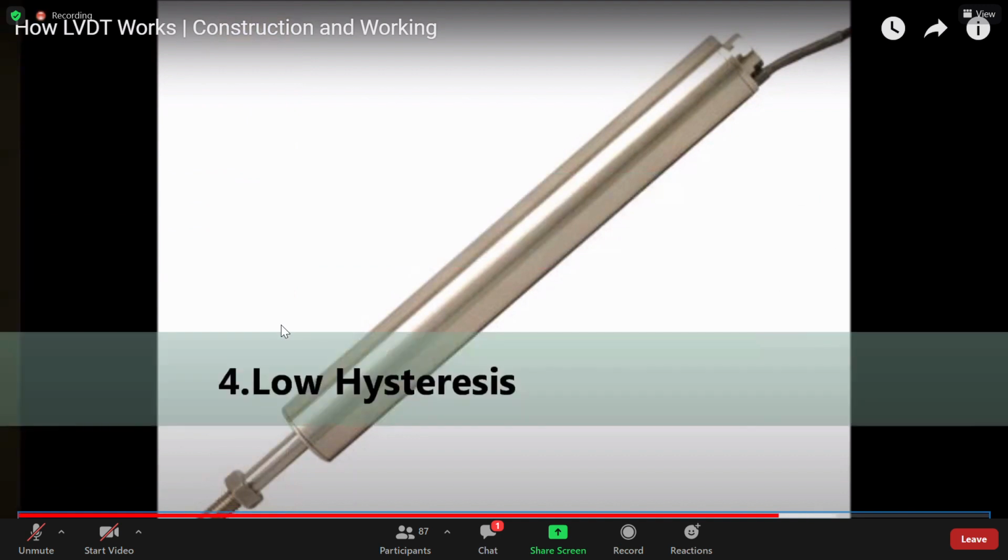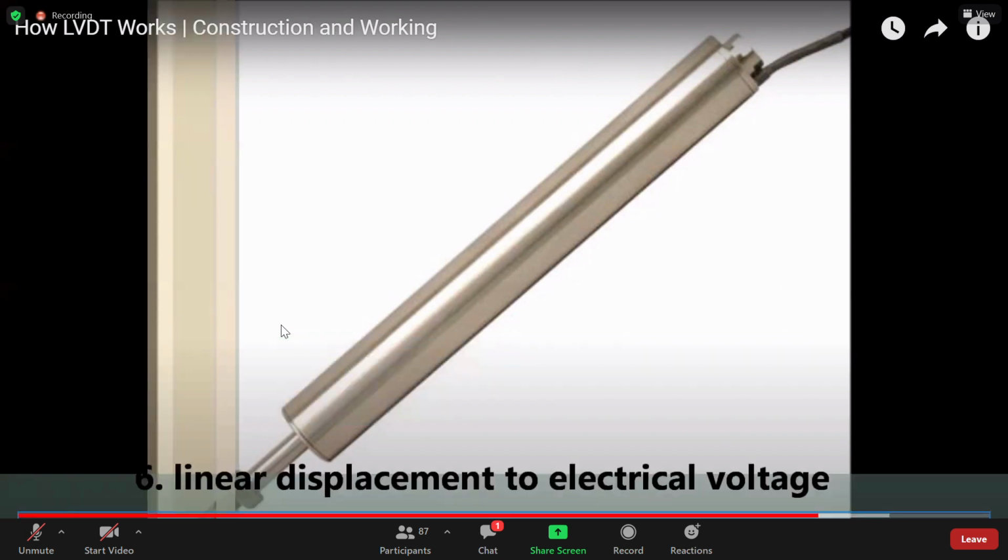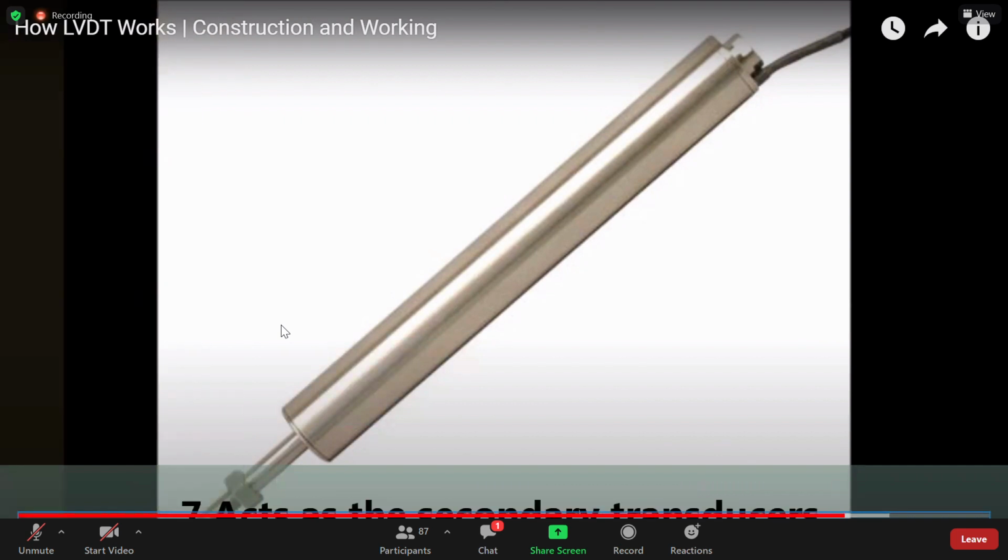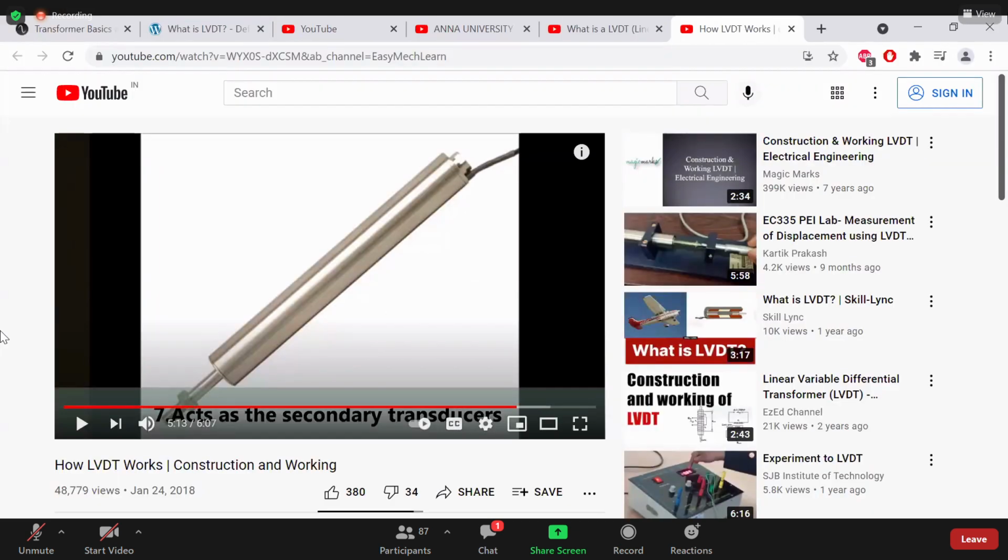Low hysteresis. If you move from the middle position to the left, and again bring the core back to the middle position, at each step you will get the same output voltage from the first to left and from left to initial position. In both ways you will get the same output voltages. So the LVDT has low hysteresis. Linear displacement acts as a secondary transducer. So we have primary transducers and secondary transducers, and in our subject we will discuss all those topics in coming classes.